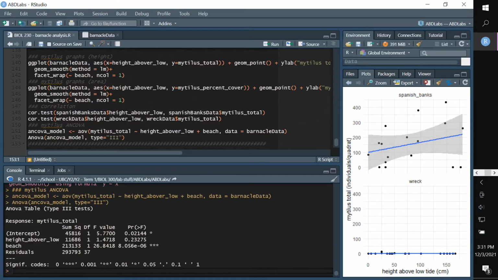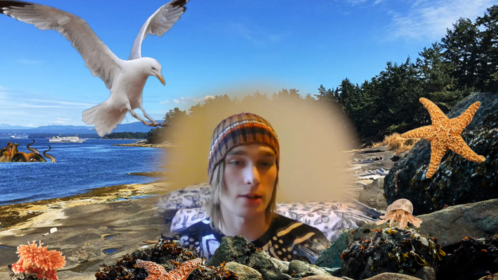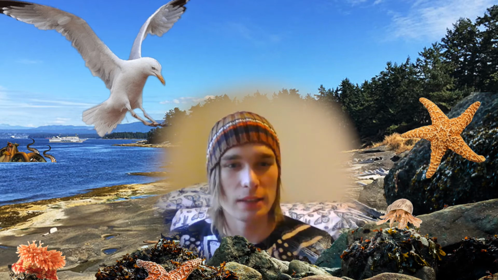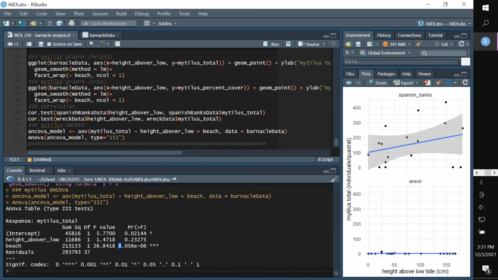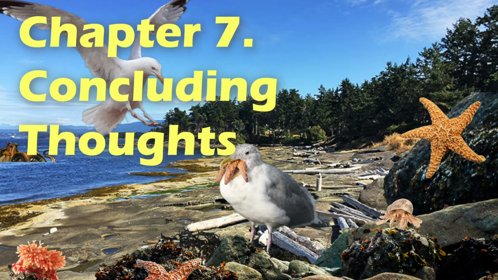So we can see here that the height above low tide does not seem to impact mussel abundance that much. It got a p-value of 0.23. So that's very high, so we definitely do not reject that null hypothesis. But we can see that between the two beaches, just looking at the abundance of mussels, I have a p-value of 8.056 to the minus 6. So that's a super low number. So in this case, we definitely reject the null hypothesis that these two beaches have similar distributions of mussels.